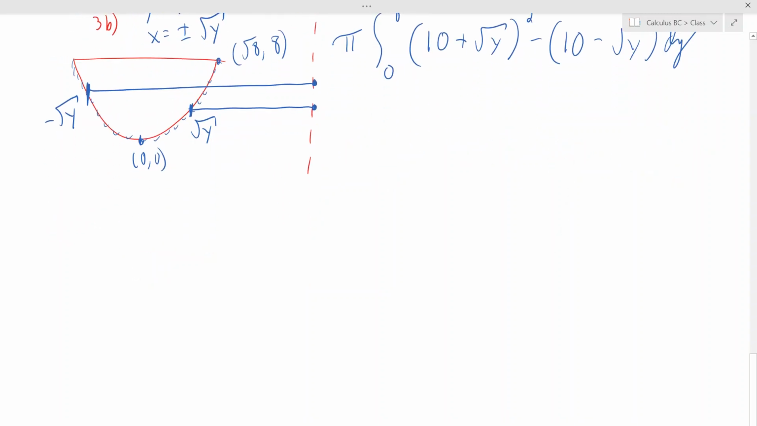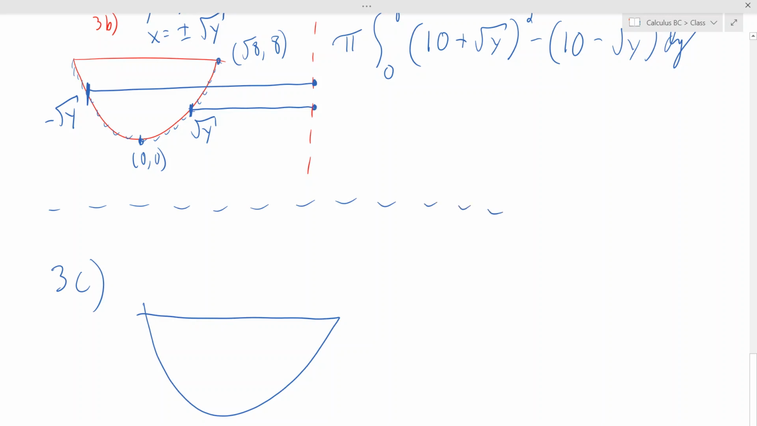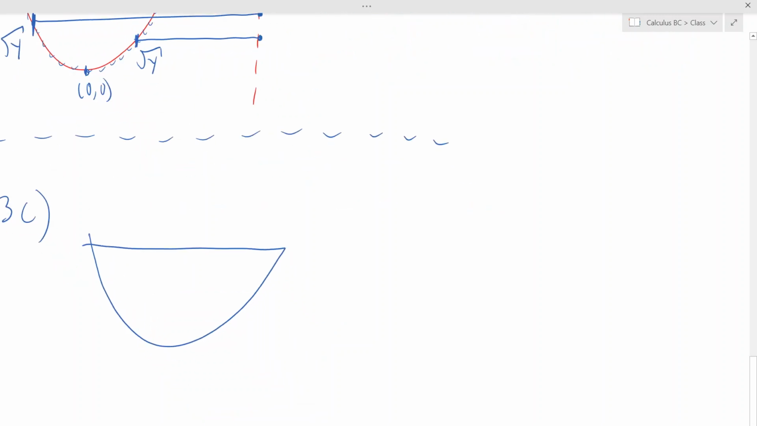All right, let's check out 3c. So 3c is the same shape, looks like this, but around the line y equals 120. It doesn't matter which, just above it. It's up there somewhere.